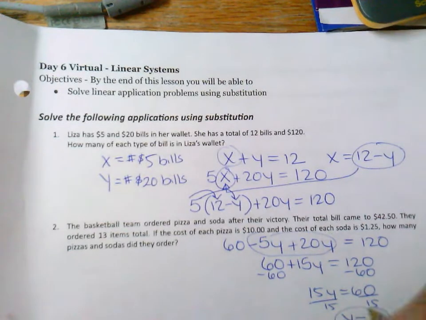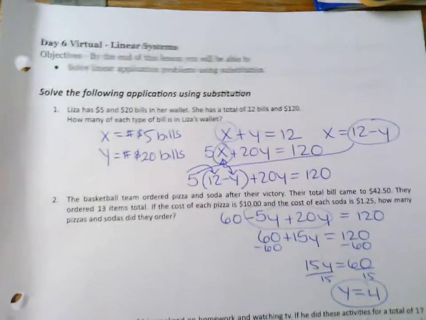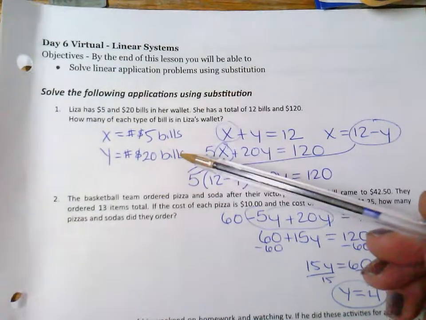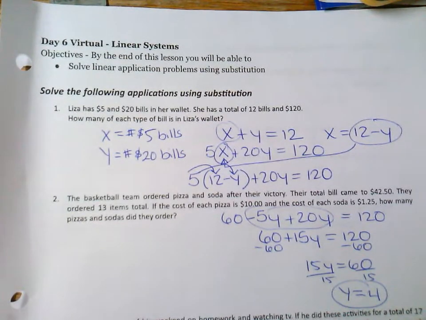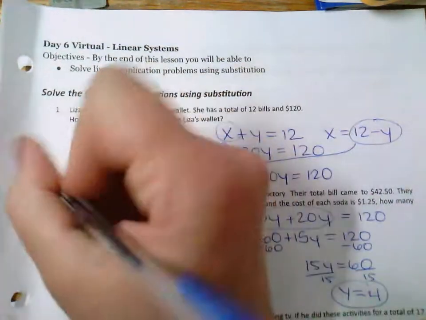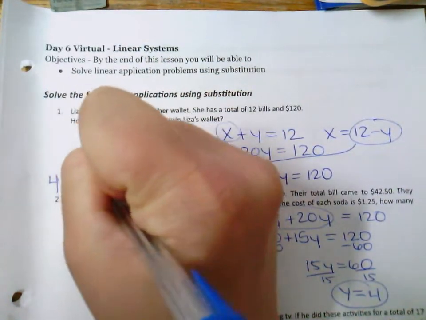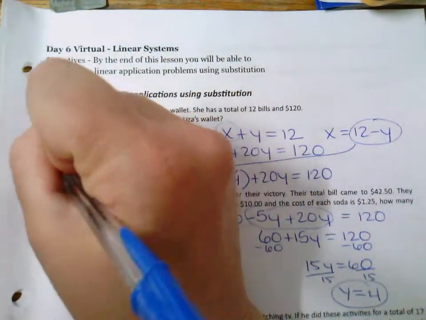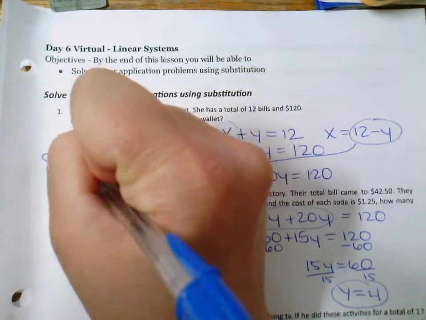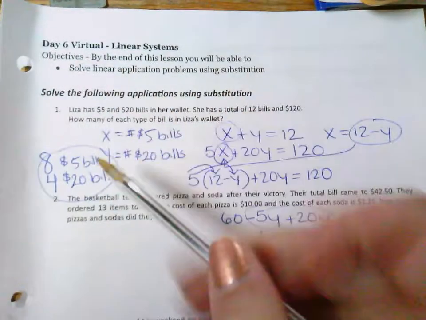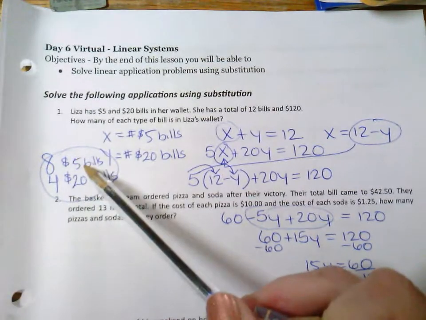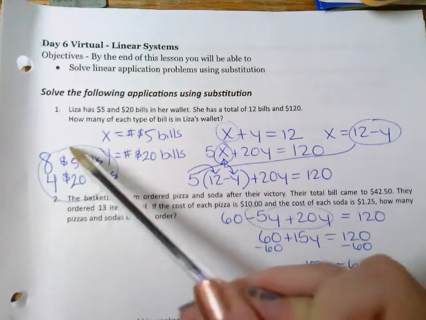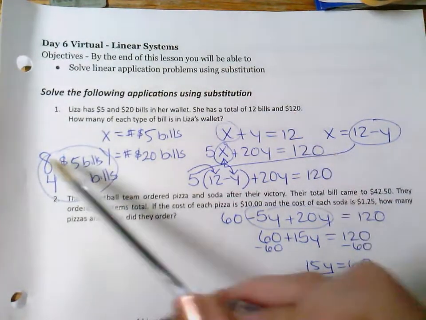So y equaling 4 is not how you answer an application problem. The person wants to know how many $20 bills and how many $5 bills there were. So there were 4 $20 bills, and I can do some quick math in my head. If there was a total of 12, there would be 8 $5 bills. And I could check. 8 times 5 is 40. 4 times 20 is 80. And 40 plus 80 does add up to 120. So a quick check that I have the right answer.